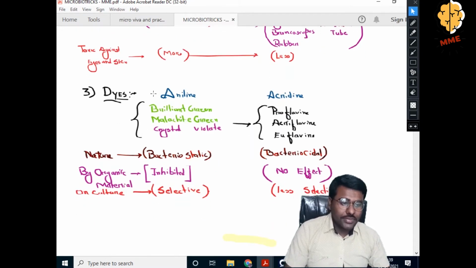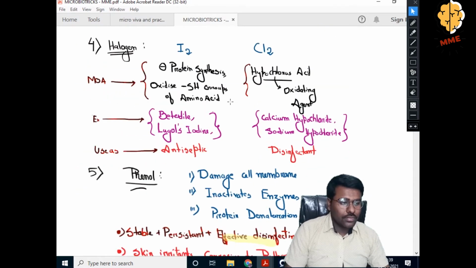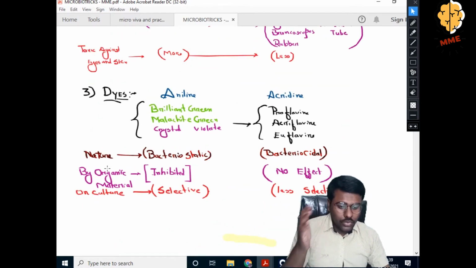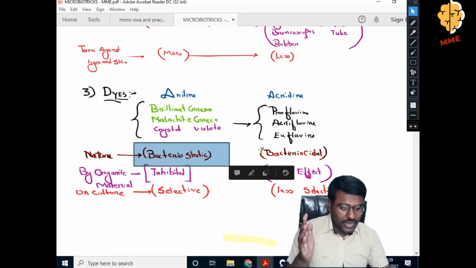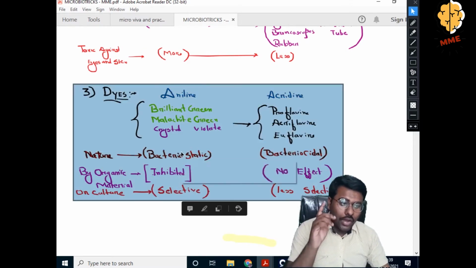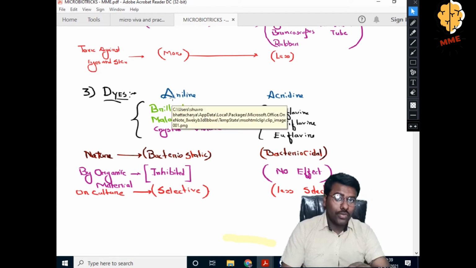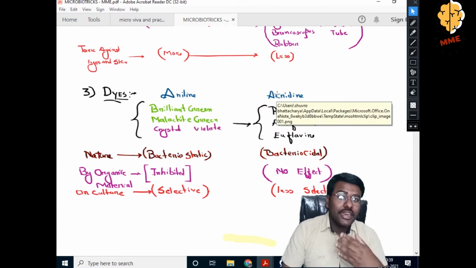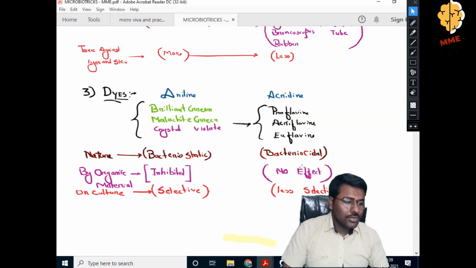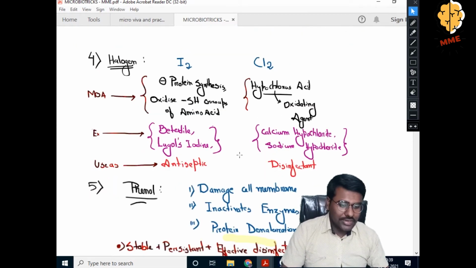Coming to the dyes, there are two most important dyes. One is the aniline and one is the acridine. What is the use, what is the nature, which is bacteriostatic and which is bactericidal? How do you remember? See, there is aniline. Aniline, lean, lean means static. And acridine, dynamic, so this is not static. This is my technique. You can use another technique.